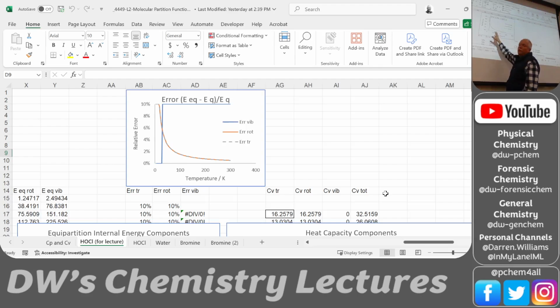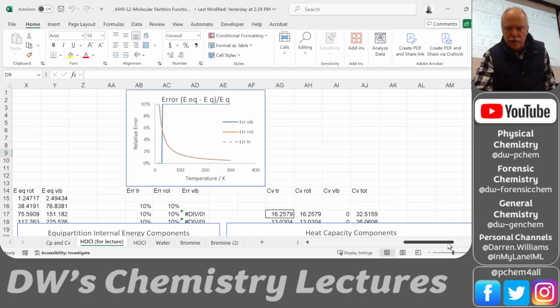So assuming equipartition and not even doing any of these sums and all this Excel work, I give you water and you do 3/2 R for translation and 3/2 R for rotation. How far off are you going to be? Here at 300 degrees, less than 1% error. Okay. When you get down to 100 degrees, it's worse. It's still not bad. Less than 2% error. Then you get over here to 50 Kelvin. Now you're at 4% error. 20 Kelvin, you're getting up to 10% error. Okay. For this molecule, HOCl.